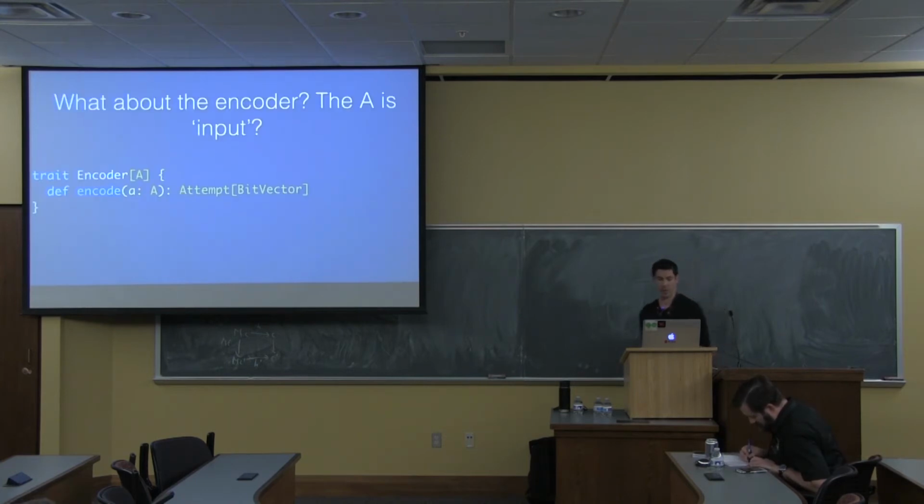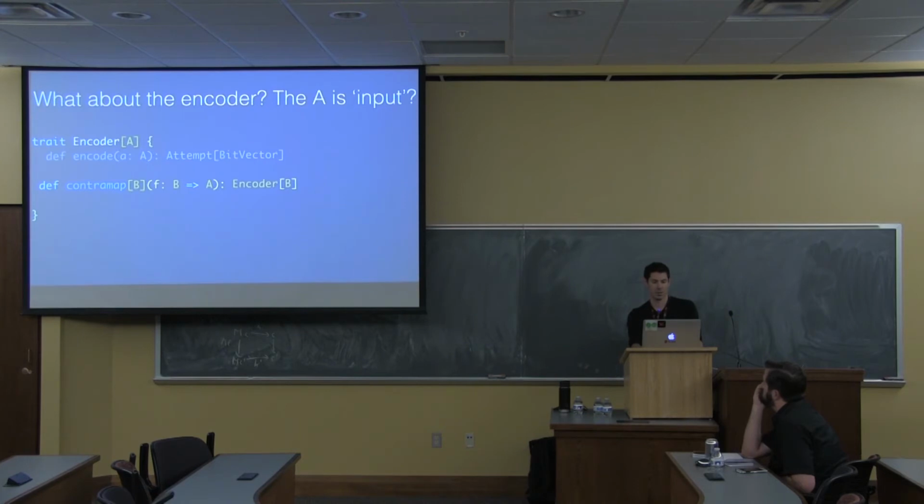What about the encoder? The A is the input. So is this a functor? It can't be, right? So look, if we have an F A to B, well, we're not returning the B, right? We're returning an attempt bit vector. So how do we encode this? Or how do we transform this?